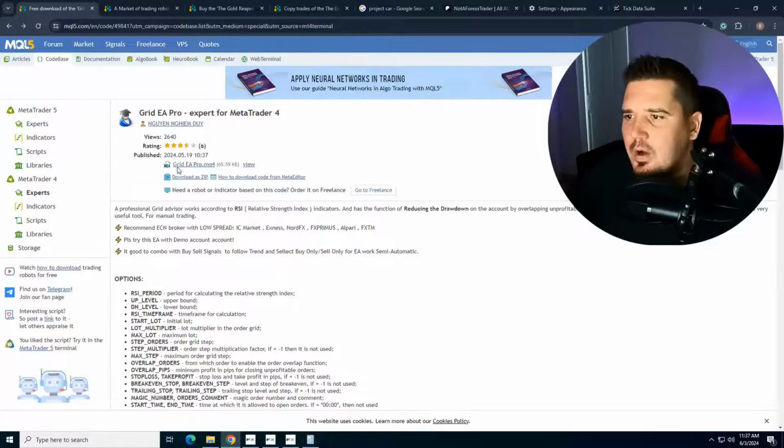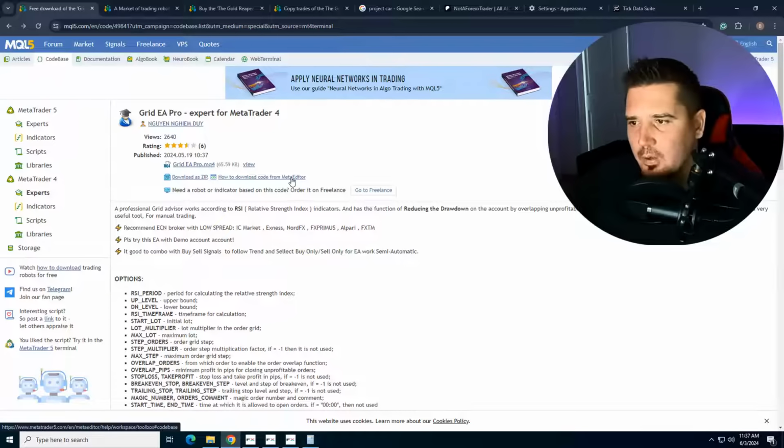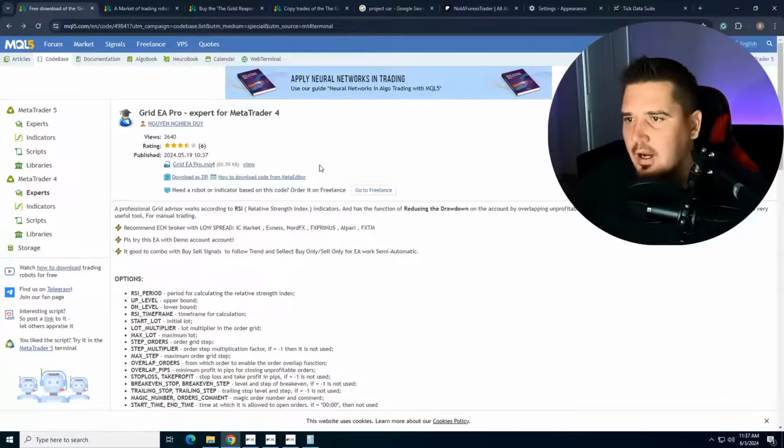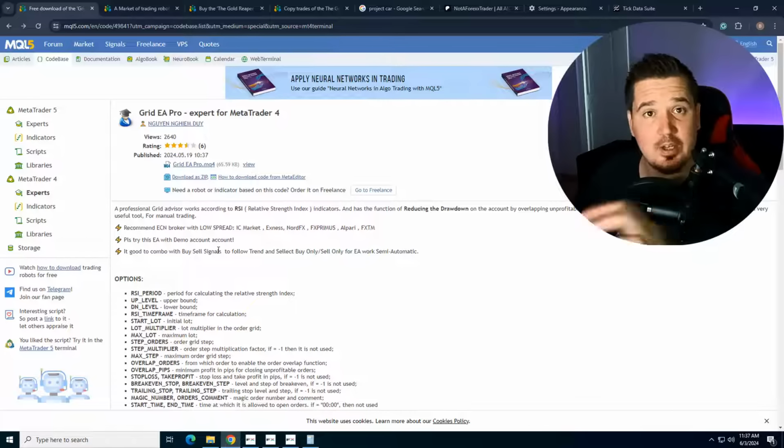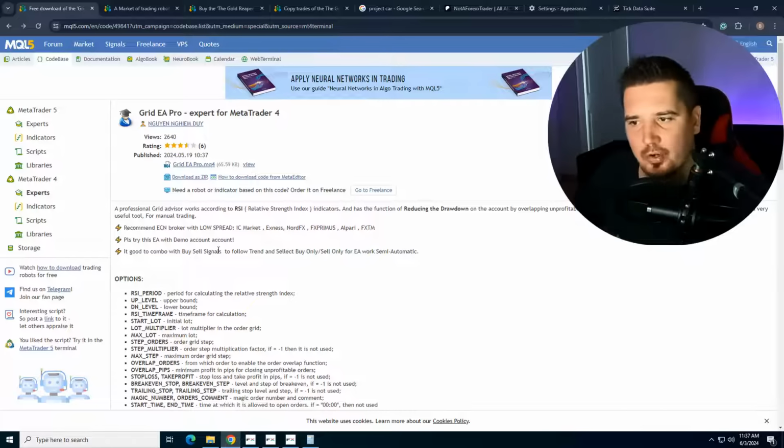This EA was published on MQL5. I'll leave the link down below for you guys to check it out. You can download it for free. The author was kind enough to leave the source code. You can actually go ahead and make changes to the EA, to the trade logic, and a whole bunch of other things you can improve on it.